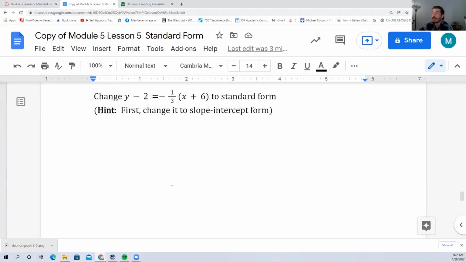Let's do the "You Try." So try it on your own. See if you got it. Okay, this is wild though. They're recommending that the first thing you do is change it to slope intercept form. So let's do that. Because I don't know how I'm going to do it, but I know I need to get it into this form, ax plus by equals c, where a, b, and c are real numbers, and preferably whole numbers, and x and y are variables.